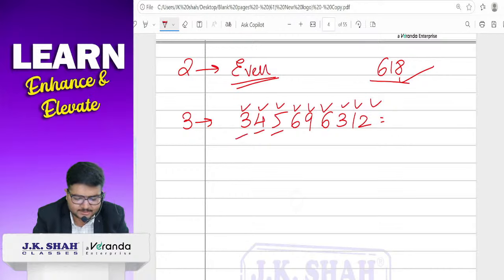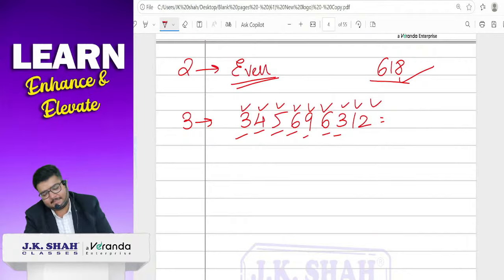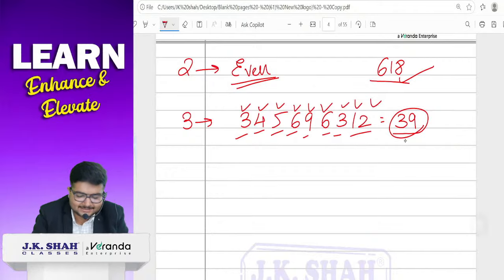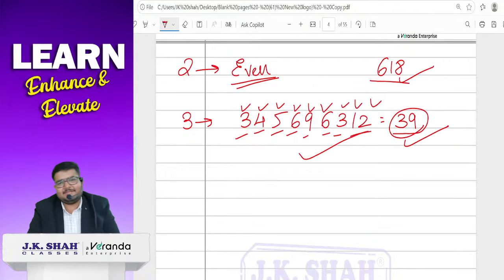3 plus 4 is 7, plus 5 is 12, plus 6 is 18, plus 9 is 27, plus 6 is 33, 33 plus 3 is 36, and plus 3 is 39. Is 39 divisible by 3? Yes, sir. Then the whole number is divisible by 3.